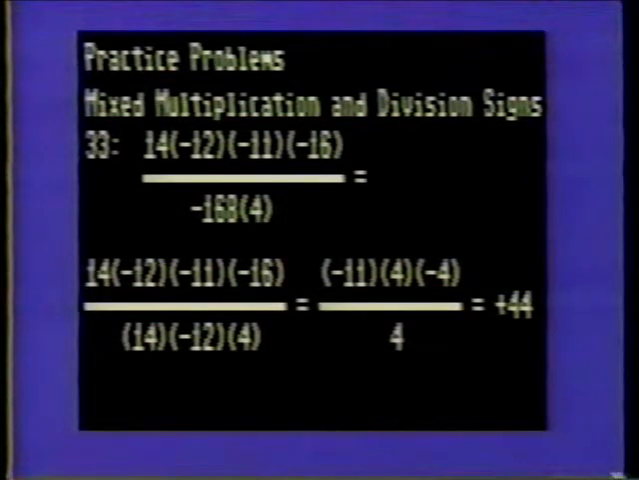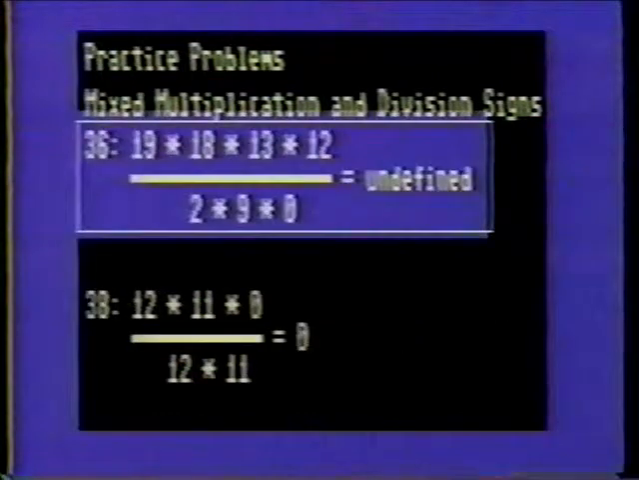Now we have negative 11 times 4 times negative 4 divided by 4. Remember, 4 times negative 4 is negative 16. We have a 4 in the numerator and the denominator. Thus, it becomes 1. The equation becomes negative 11 times negative 4, which is positive 44.